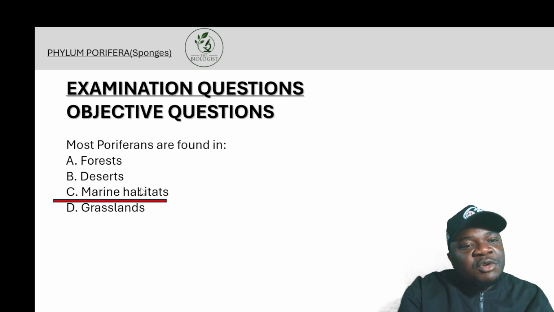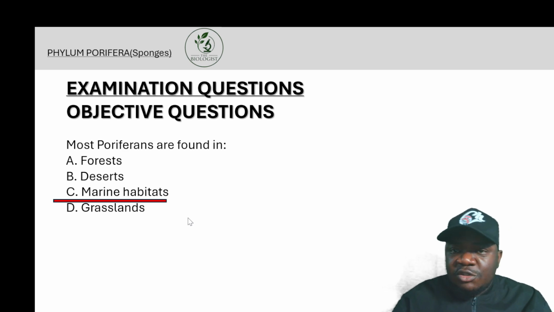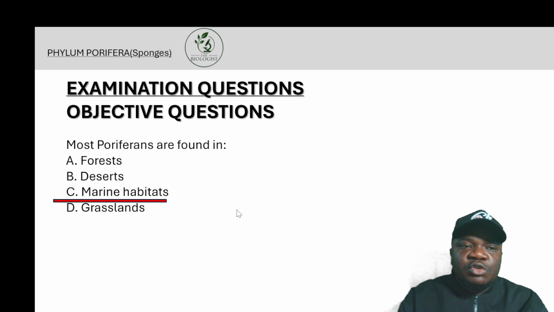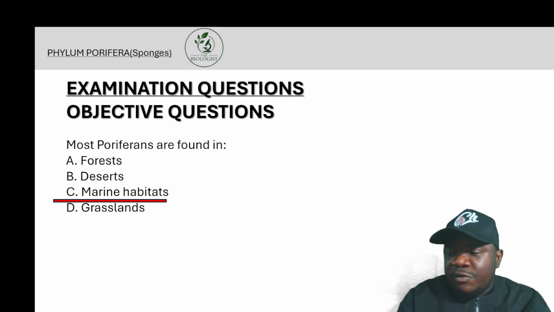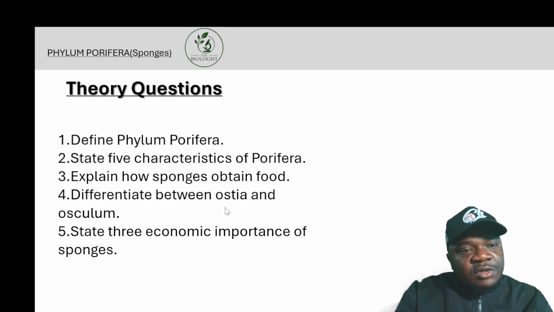Then, most poriferans are found in forest? No. Desert? No. Grassland? No. They're found in marine habitats. You can also find them in freshwater, lakes, ponds, just as we mentioned in the video. It may look very easy because you've watched the video to this point, but if you don't revise, you'll find all this information very difficult to remember.